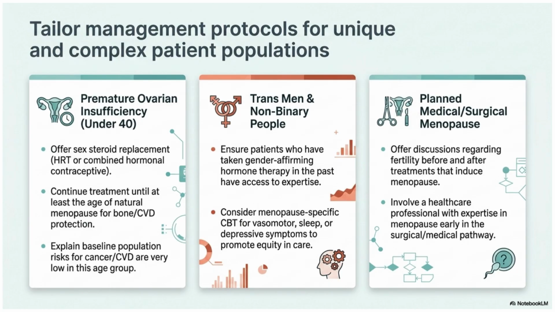Second, trans men and non binary people, registered female at birth, who have previously used gender affirming hormones should have access to appropriate menopause expertise. Third, anyone expecting medical or surgical menopause should be offered discussion about fertility and menopause before and after treatment. Surgical removal of the ovaries causes a sudden fall in hormones and may produce abrupt symptoms, unlike the gradual transition of natural menopause.